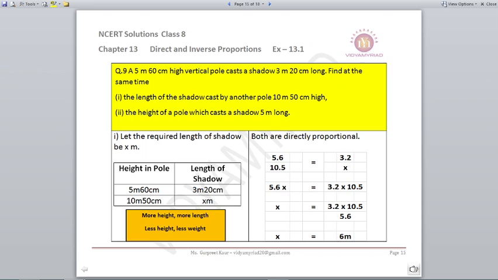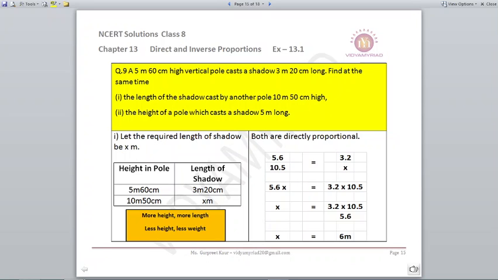Question number 9. A 5 meter 60 centimeter high vertical pole cast a shadow 3 meters 20 centimeters long. Find at the same time the length of the shadow cast by another pole 10 meter 50 centimeters high. So two things over here we need to focus: height of the pole and length of the shadow. Height is given as 5 meters 60 centimeters, which can also be written as 5.60, and the shadow with that is 3 meters 20 centimeters, which is 3.20.